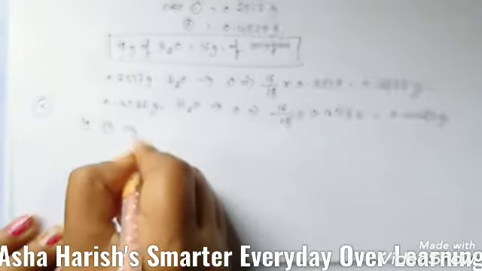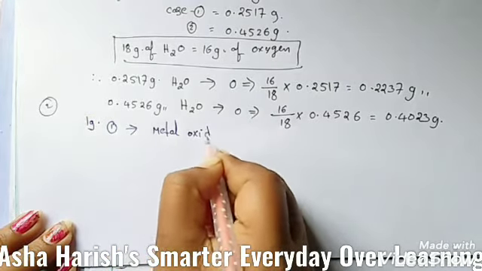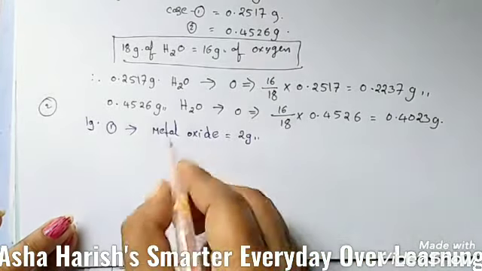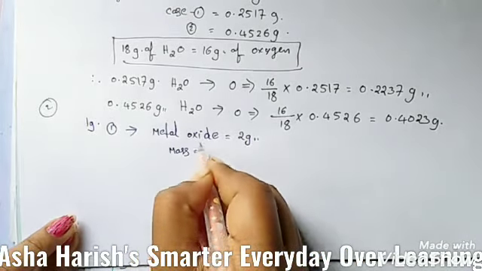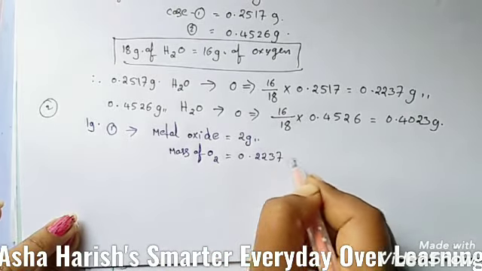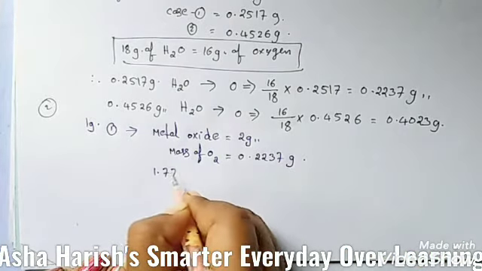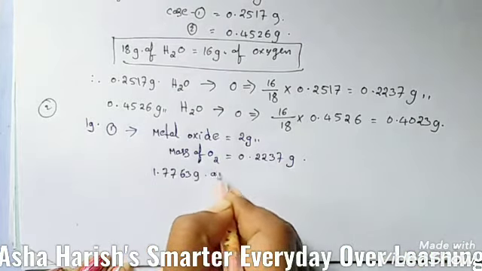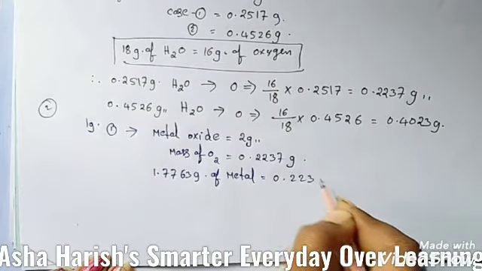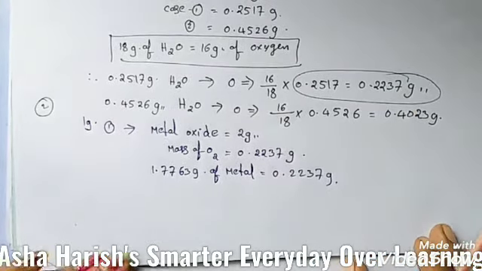In case 1, mass of metal oxide is 2 grams. They have given in the question itself. Now the mass of oxygen is 0.2237 grams. Therefore, the mass of oxygen which combines with 1.7763 grams of metal is 0.2237 grams. We got this here in case 1, step 1 only.